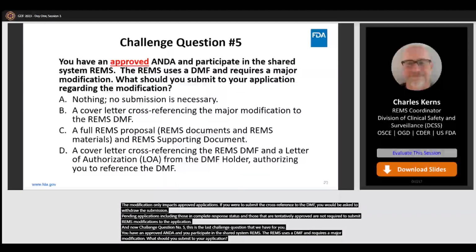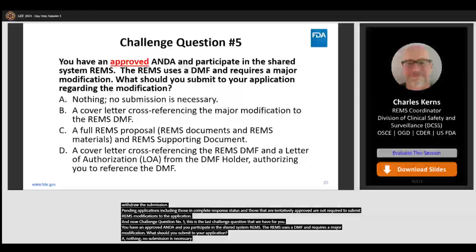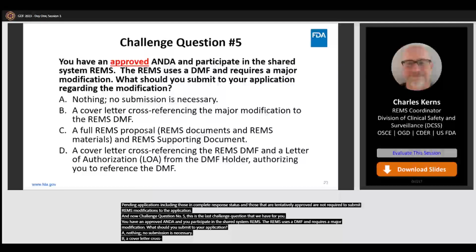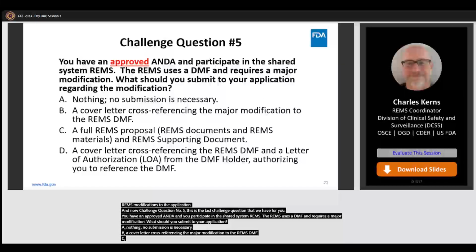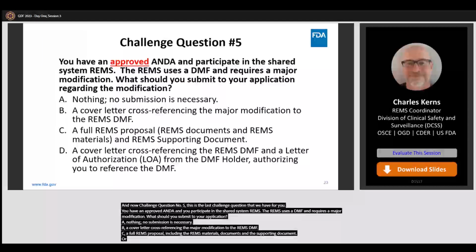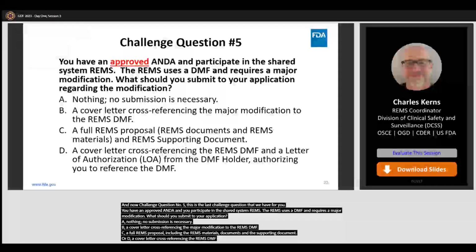A, nothing, no submission is necessary. B, a cover letter cross-referencing the major modification to the REMS DMF. C, a full REMS proposal, including the REMS materials, documents, and a supporting document. Or D, a cover letter cross-referencing the REMS DMF and a letter of authorization from the DMF holder authorizing you to reference the DMF.